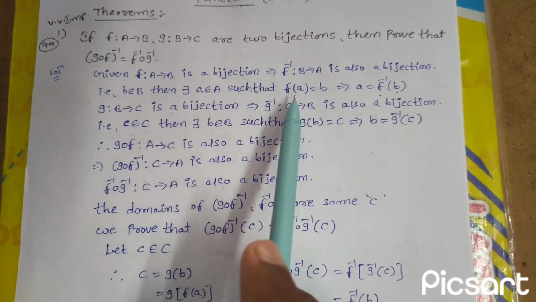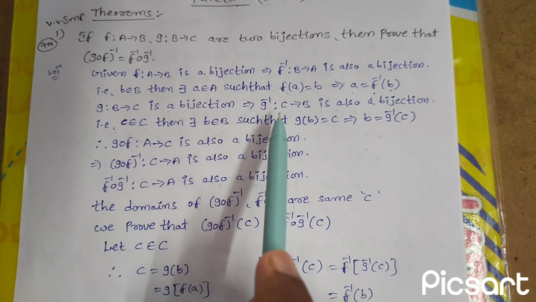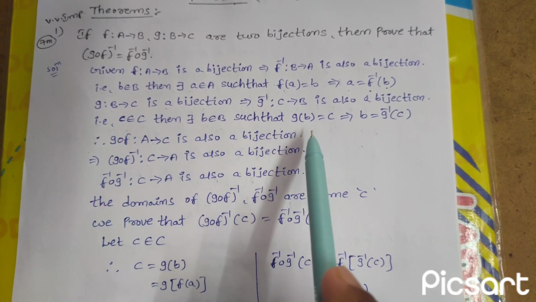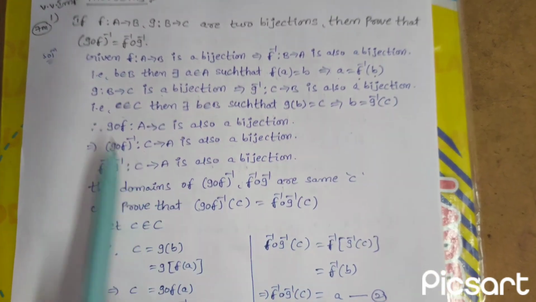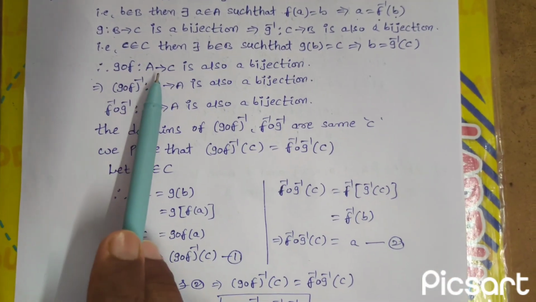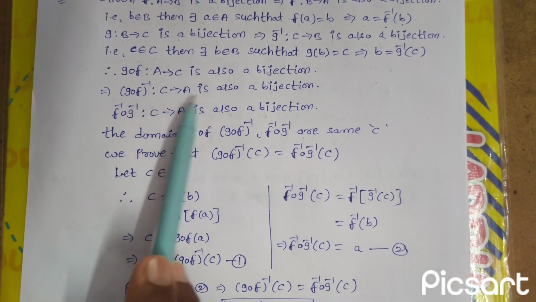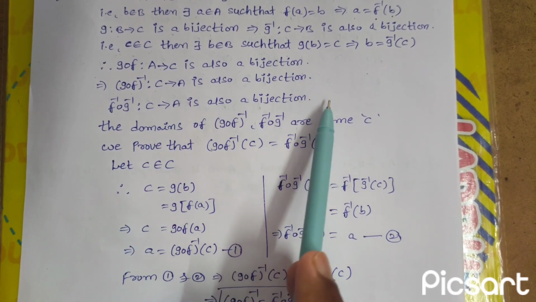According to the surjection definition, F of a is equal to b, so a is equal to F inverse of b. G from B to C is a bijection, so G inverse is also a bijection. So G of b is equal to c implies b is equal to G inverse of c. The composite function G∘F is a mapping A to C, and this is also a bijection. (G∘F)⁻¹ is a mapping C to A and is also a bijection. F⁻¹∘G⁻¹ is a mapping C to A, and this is also a bijection.